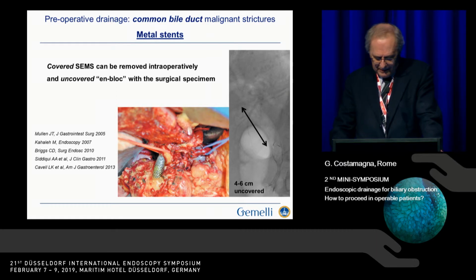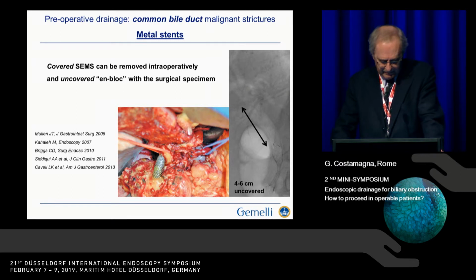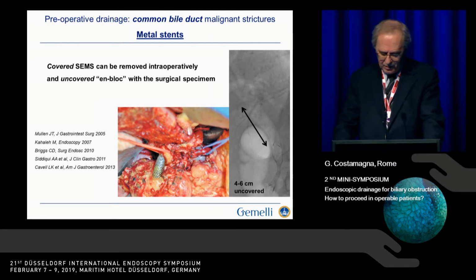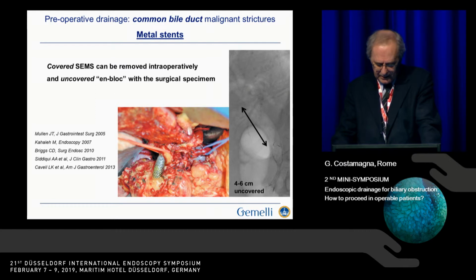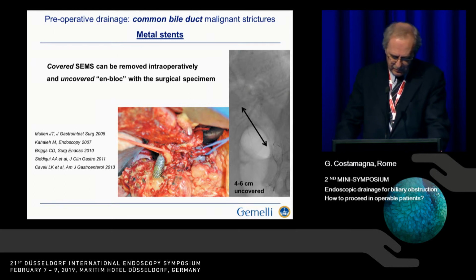Why can we use metal stents? Because it has been shown in several studies now that metal stents do not impair en bloc resection of the pancreatic head, especially if short stents are used that leave a long tract of the hepatic duct free to perform an easy anastomosis after resection of the head of the pancreas.